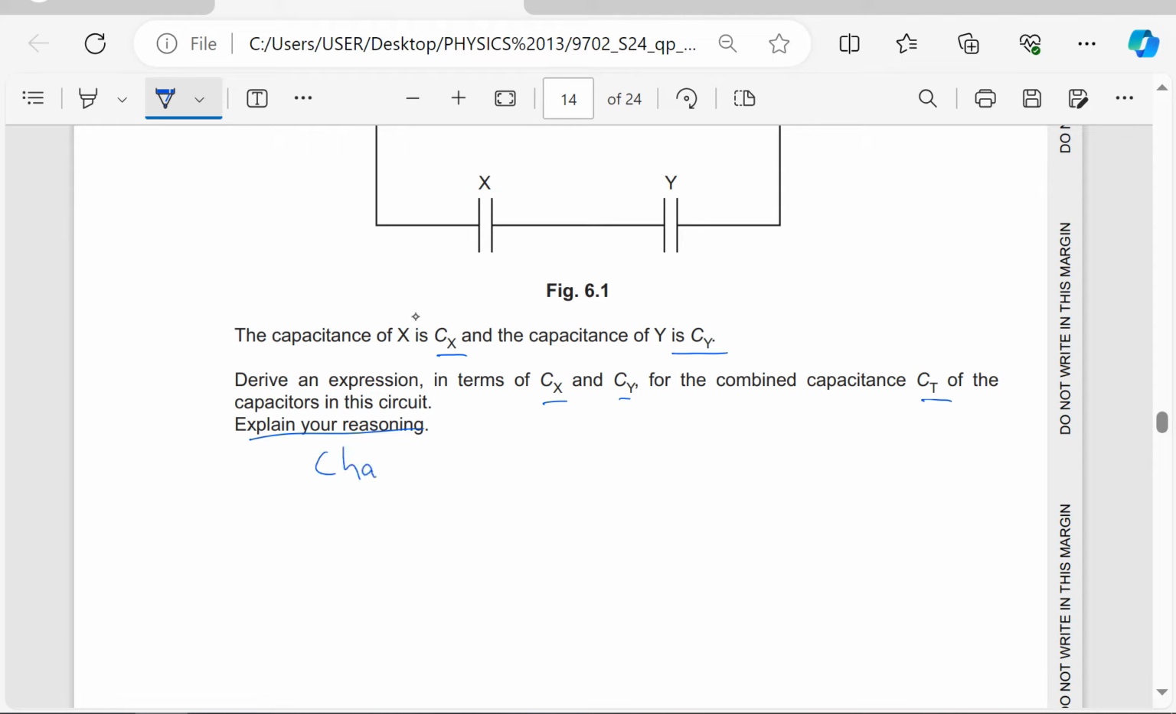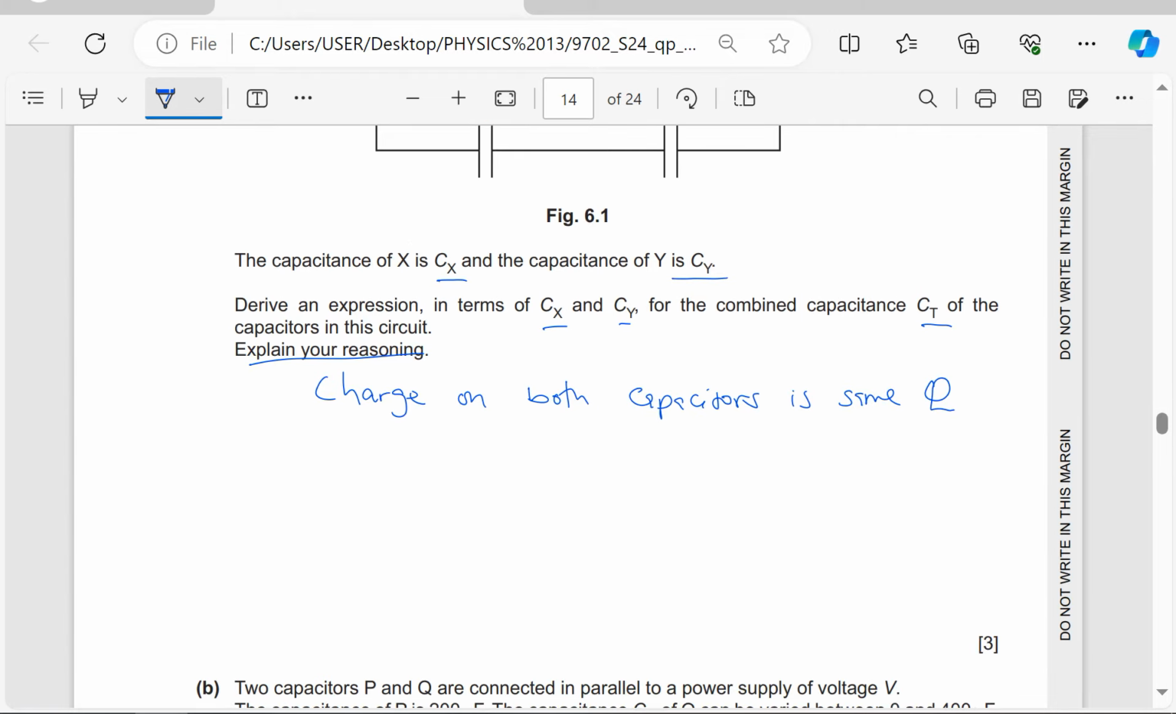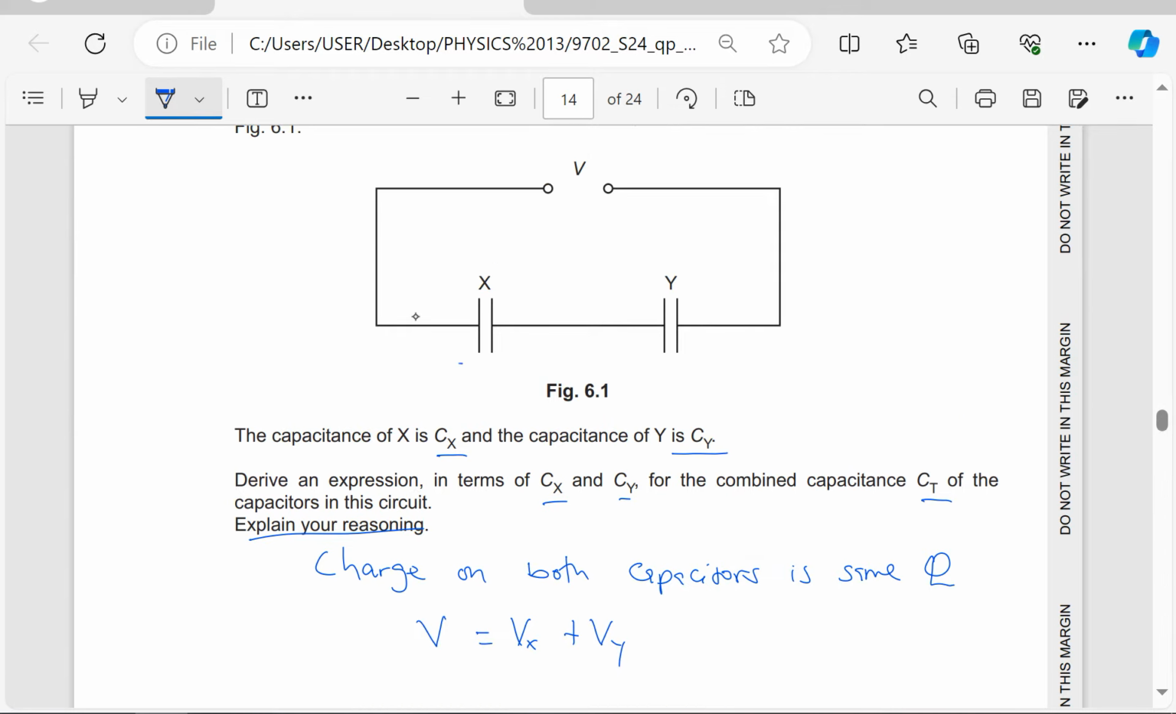So we know because the capacitors are in series, then the charge on both capacitors is the same. So the charge on both capacitors is the same, and I will call it Q. And of course, it's the same as the effective charge. So using potential dividers, the effective PD V is going to be the PD across X plus the PD across Y. Of course, the V is divided here. This will be Vx, and this is going to be Vy.